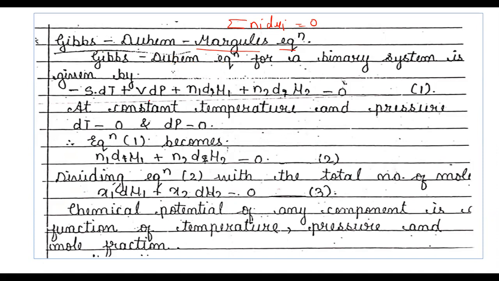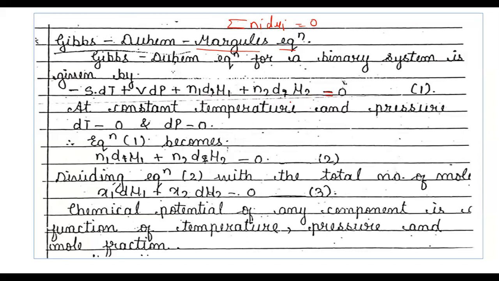The Gibbs-Duhem equation for a binary system is given here. For a binary system, it means only two components are present. So for a binary system, the Gibbs-Duhem equation is minus S dT plus V dP plus N1 d mu1 plus N2 d mu2 equal to 0.